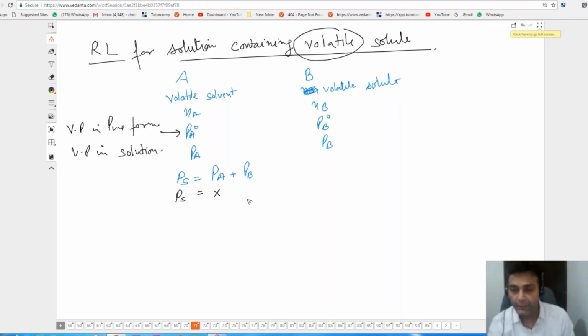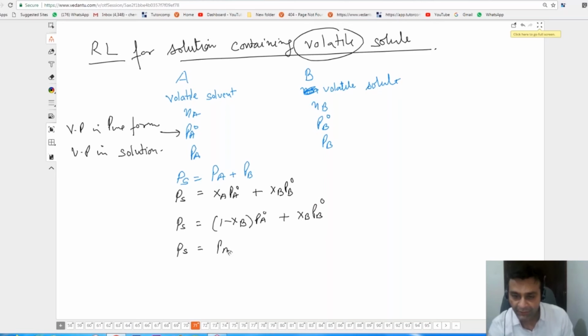Now, this is equal to the mole fraction of A into PA naught. And PB is equal to mole fraction of B into PB naught. Now, I say the mole fraction of A is equal to 1 minus mole fraction of B, into PA naught plus mole fraction of B into PB naught. I hope this mathematical operation is very clear now. Nothing much difficulty in it.